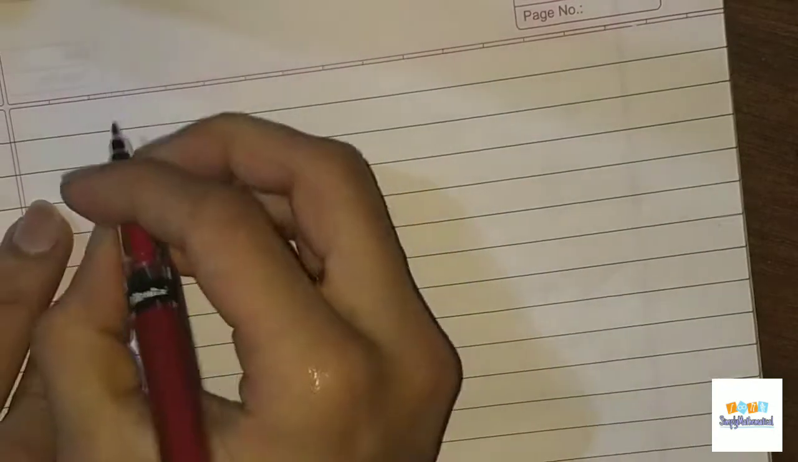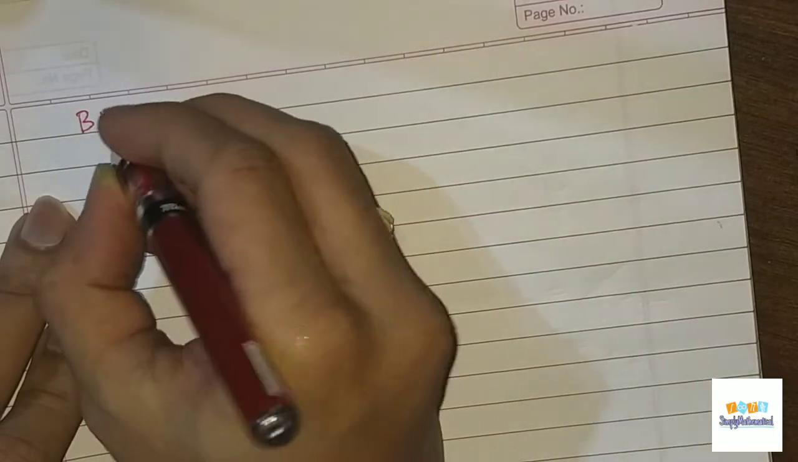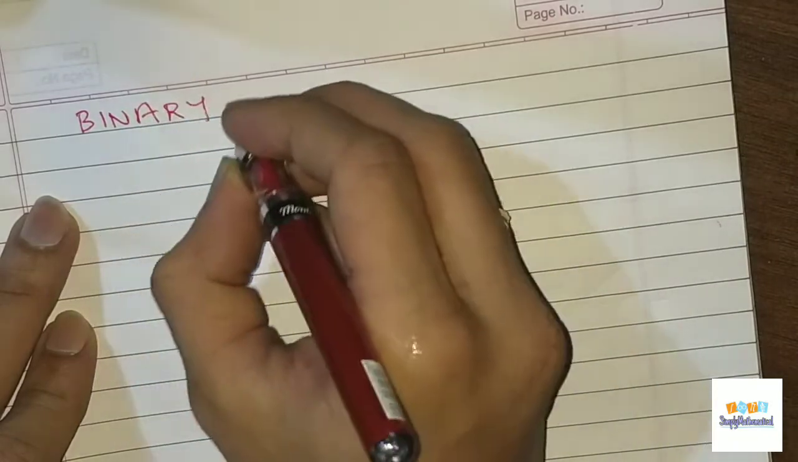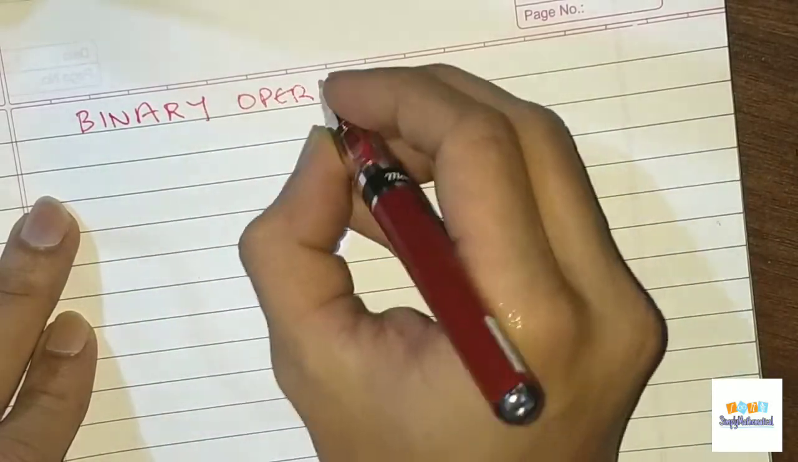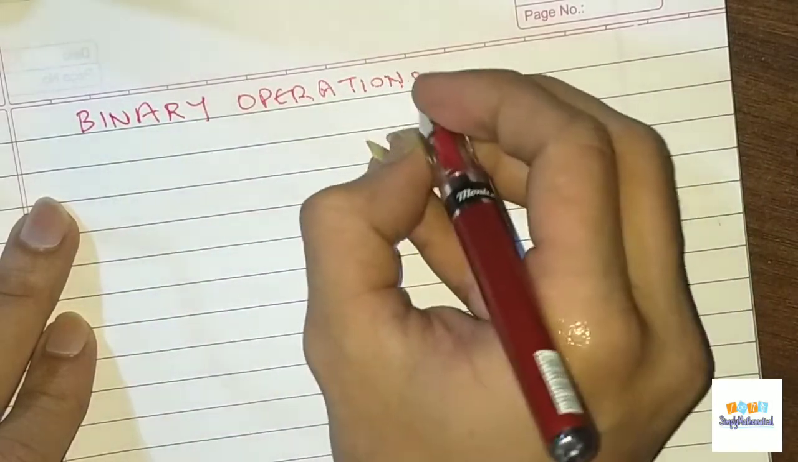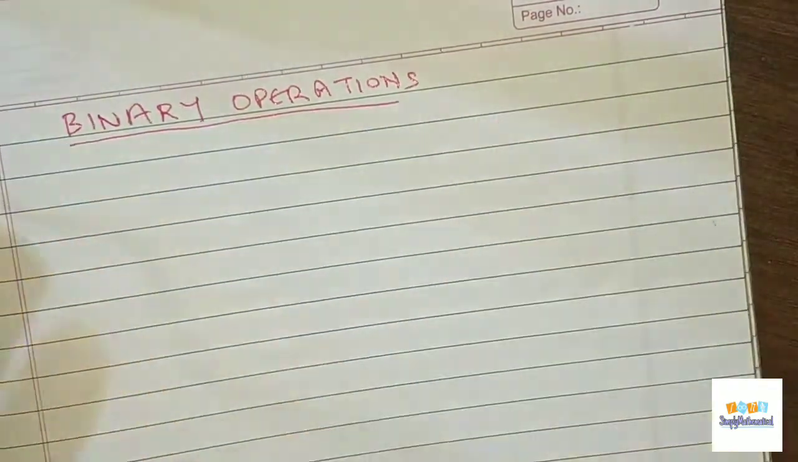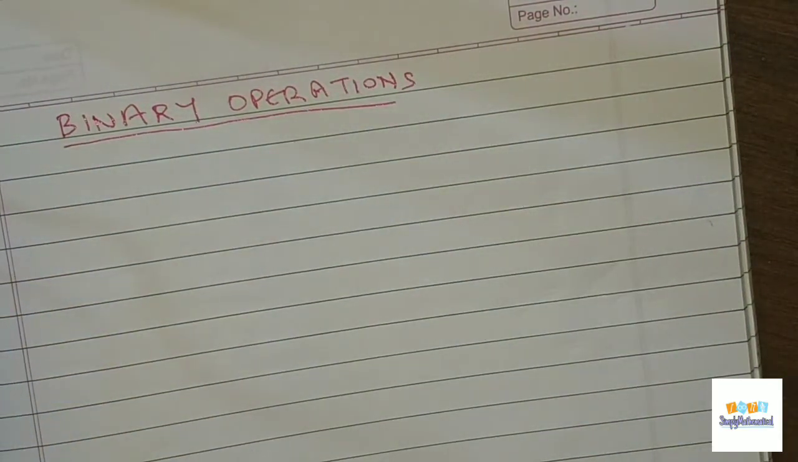In this video, let us do the subtopic binary operations of standard 12th, which is in chapter 1, that is relations and functions. So binary operations. Now what are binary operations?